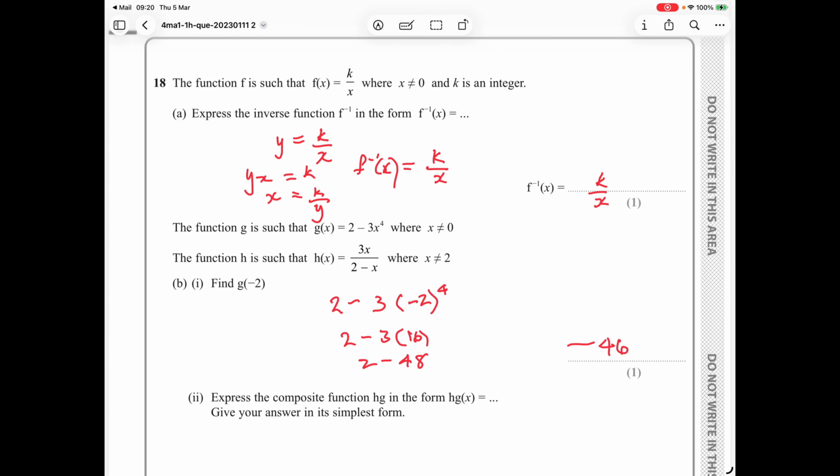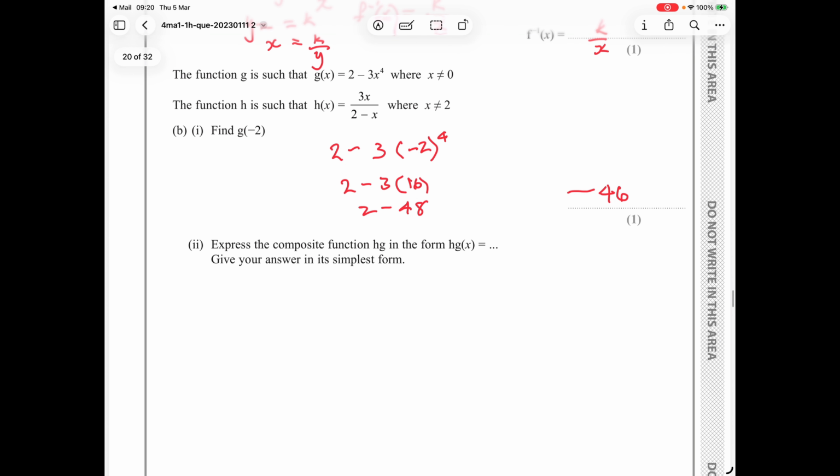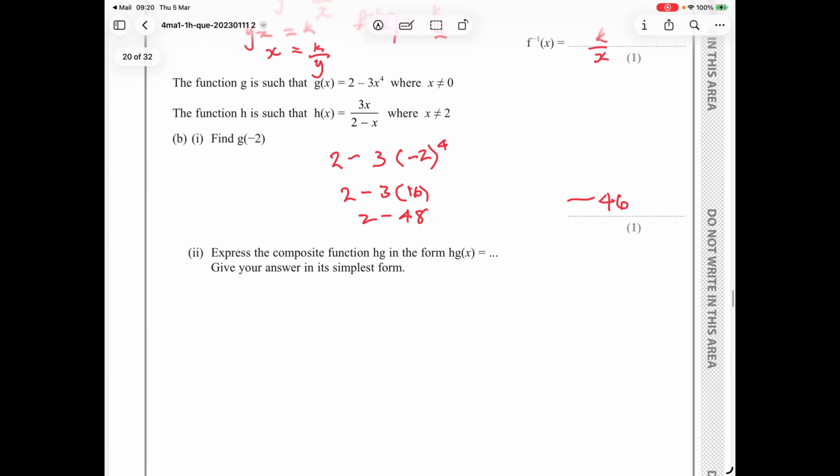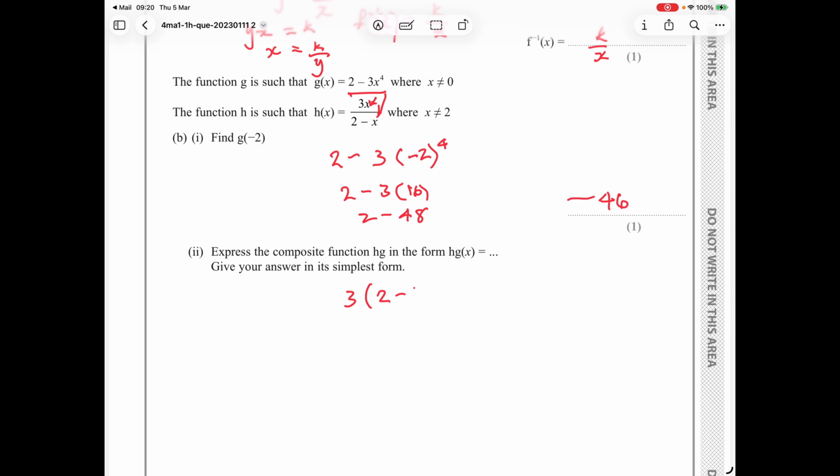Now, lastly, express the composite function, I thought this was coming, hg in the form hg of x. So that means we've got to put g, this one, into this one where it says x. This actually might be a little more complicated. So we get 2 minus 3x to the power 4 over 2 minus (2 minus 3x to the power 4).